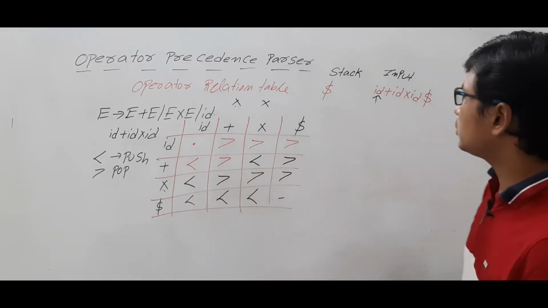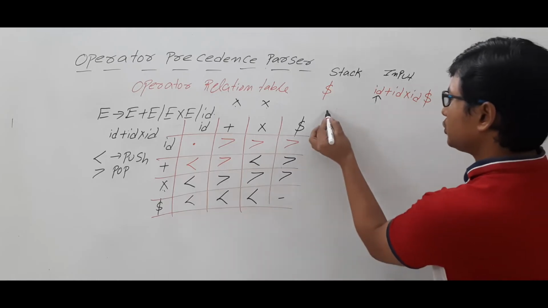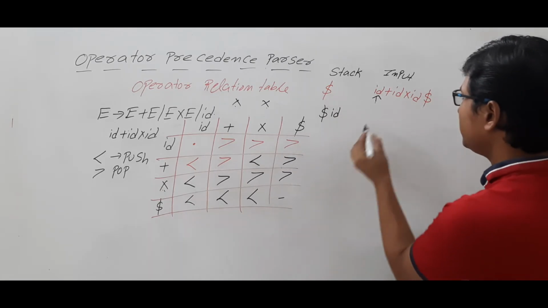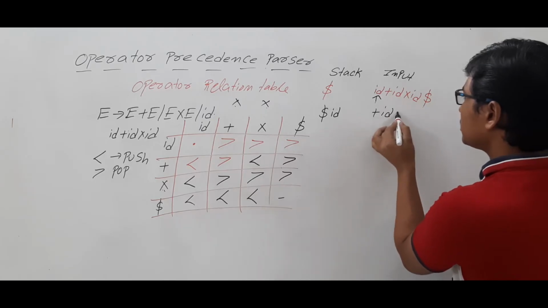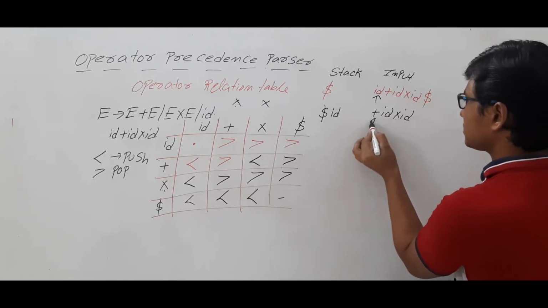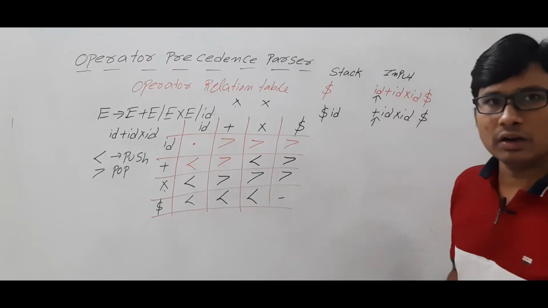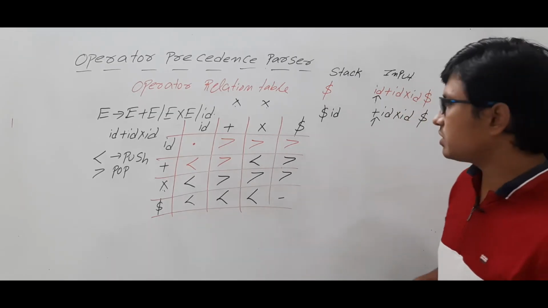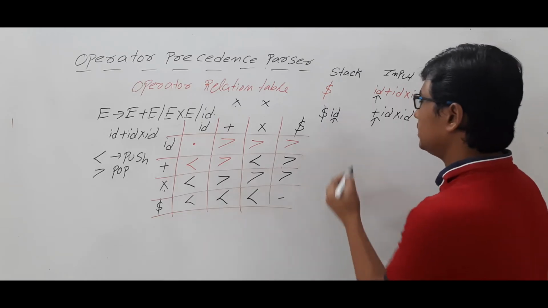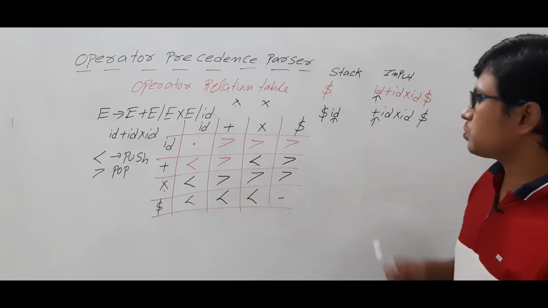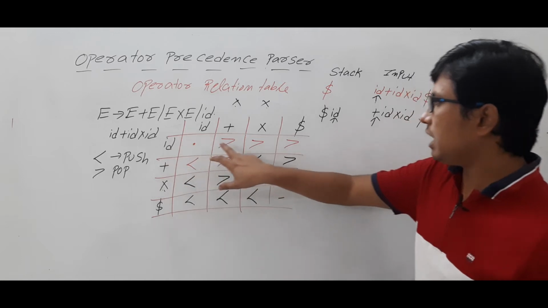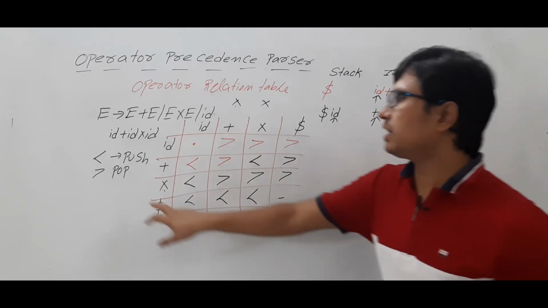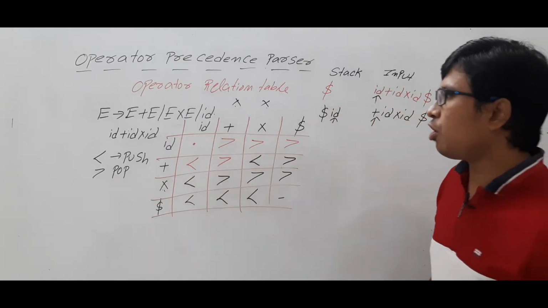So what do I have to do? I have to perform the push. So I will have dollar and id. Now my input pointer is pointing to the plus. Now what is the top of the stack? Top of the stack is id and the input pointer is pointing to the plus. id and plus, what is this symbol? It is greater than. So if it is a greater than, I said you have to pop it.